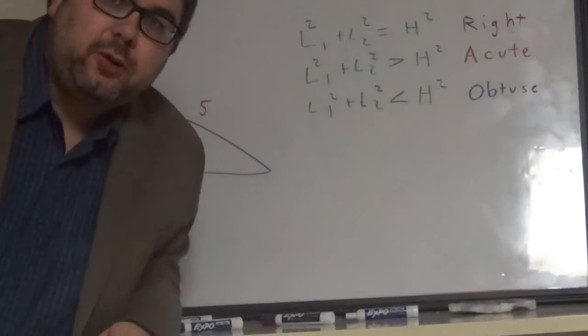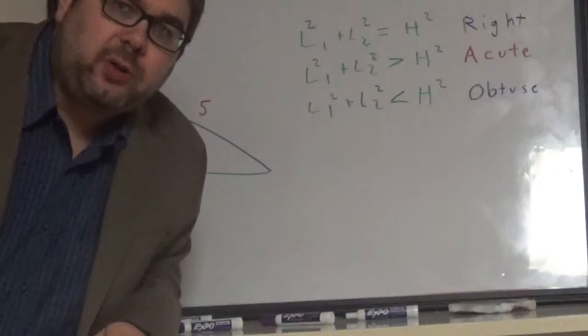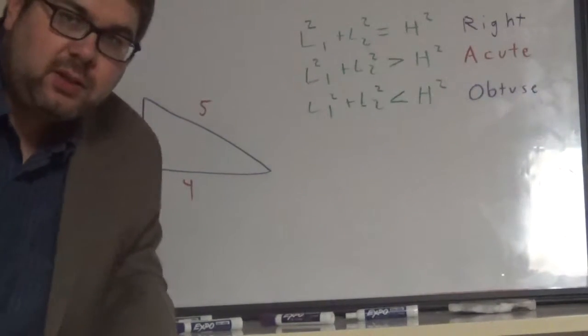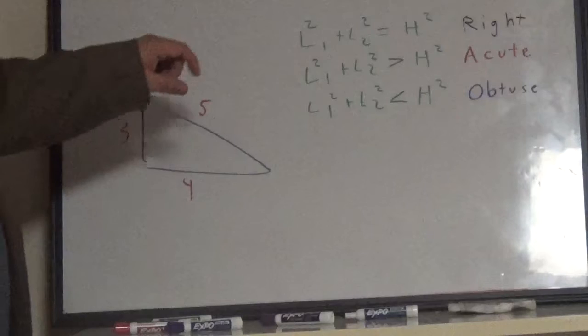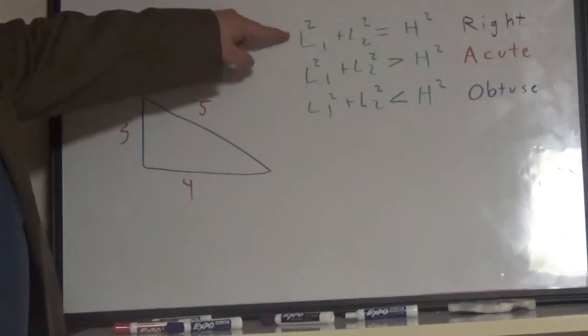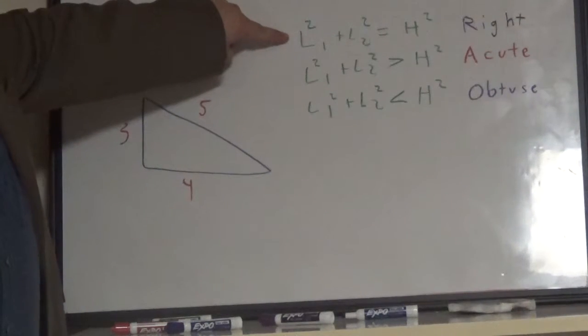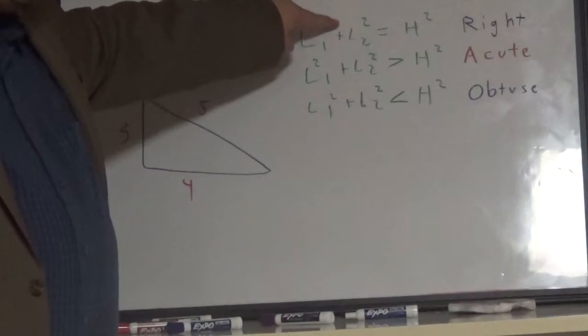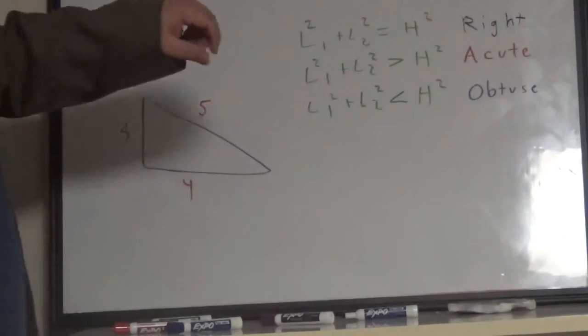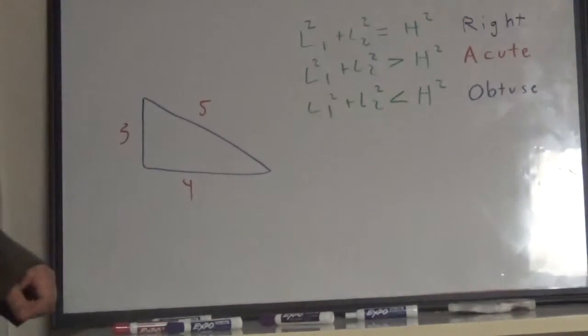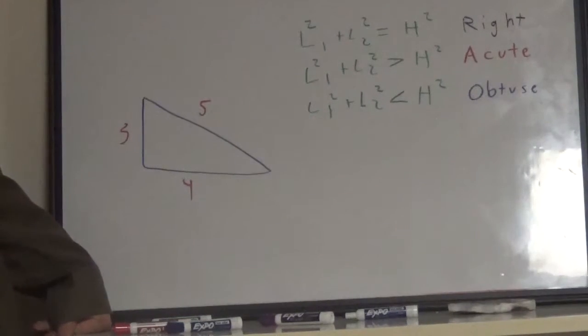Hey, this is Mr. Coker with Geometry Lesson 4.2, using the Pythagorean Theorem to classify triangles. The last video I made, I mentioned the Pythagorean Theorem. It says that one leg of a right triangle squared plus the other leg squared equals the hypotenuse squared. So when we have a right triangle, one leg squared plus the other leg squared equals the hypotenuse squared.